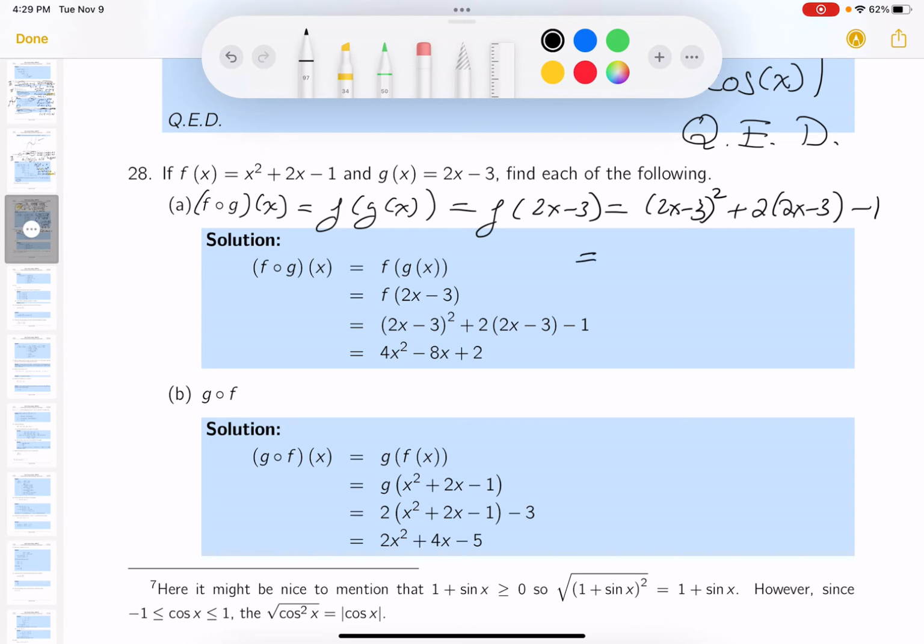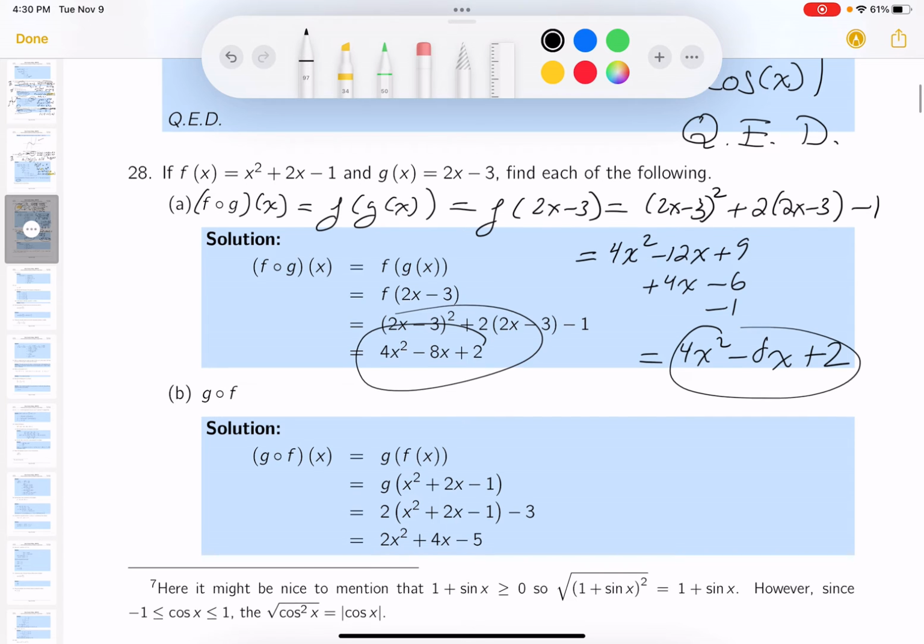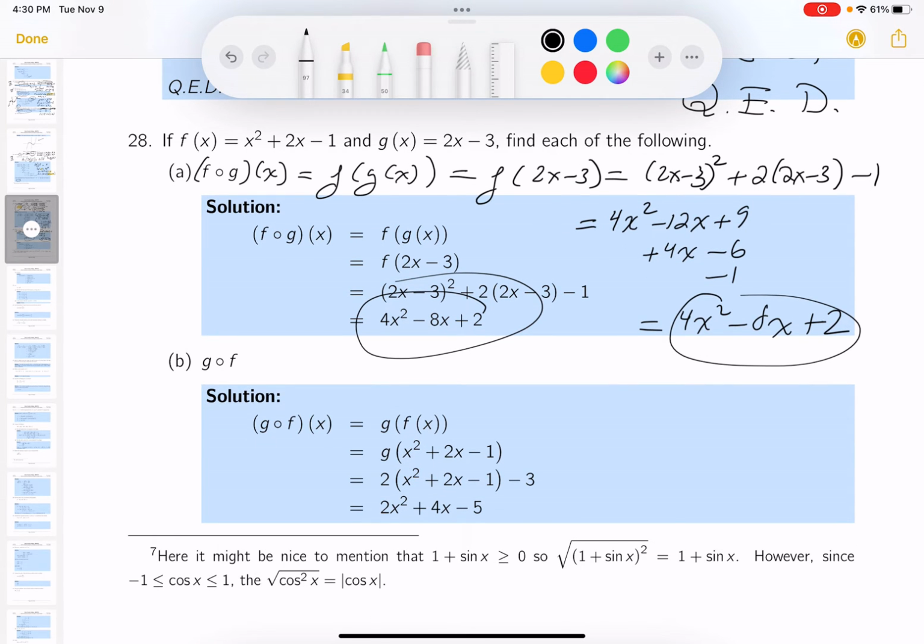What do you get over here? 4x squared. I'm simplifying. That's going to be minus what? Minus 12x, right? Plus 9. Then what are you going to get? Plus 4x minus 6 minus 1. I'm going to add all that together. That's 4x squared minus 8x. Let's see. 9 minus 6 is 3, and 3 minus 1 is 2. Got that over there. Not bad. All right. Let's do this one over here.